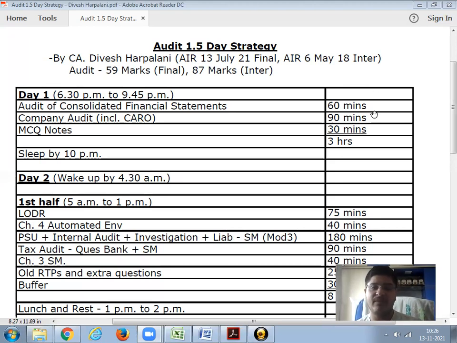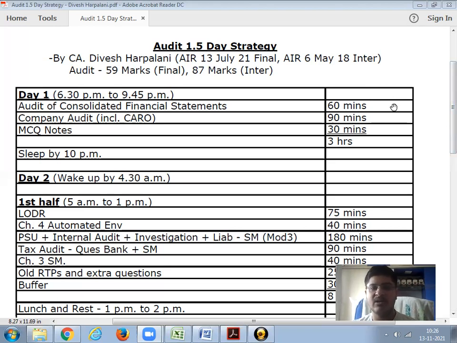Whatever time I've given is reasonably enough to complete each chapter, is what I believe. At the same time, it is very much desirable to complete that particular chapter within this time frame, so as to complete the entire course within 1.5 days. So audit of CFS, company audit, including CARO, and MCQ notes is what I had planned for day one.